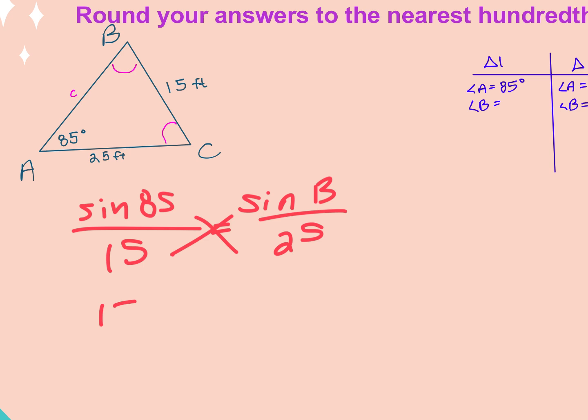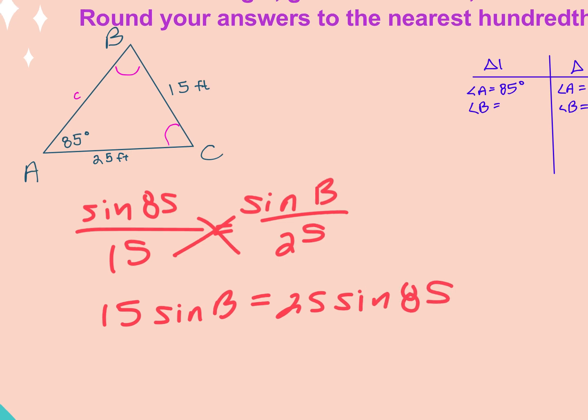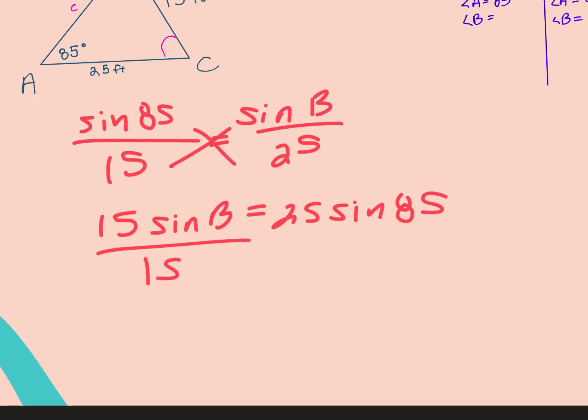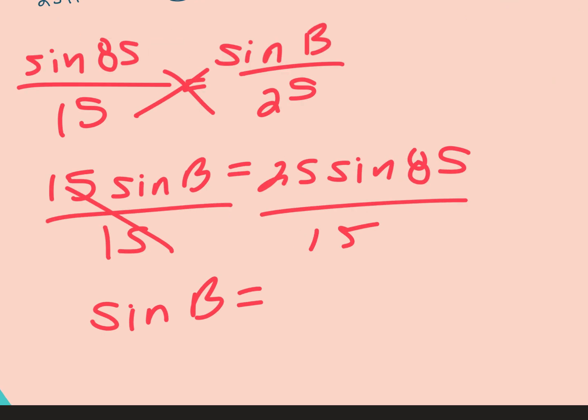Cross multiply. So 15 times the sine of B equals 25 times the sine of 85. And then what's my last step? Divide it by 15. So again, am I finding the actual angle measure of B right now? No, I'm finding the sine of it. So plug that in your calculator. 25 times the sine of 85 divided by 15. What do you guys get?